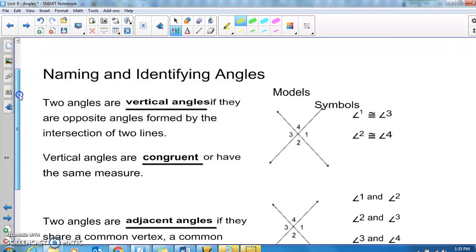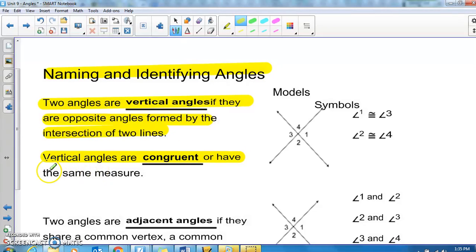And then we're going to start here, naming and identifying angles. Now, I don't need you to copy down everything, but I do want you to copy down several things. So first of all, copy down that part, naming and identifying angles. Two angles are vertical angles if they are opposite angles formed by the intersection of two lines. And as we know, vertical angles are congruent and they have the same measure. So over here, we have this example. I do want you to copy down this example.